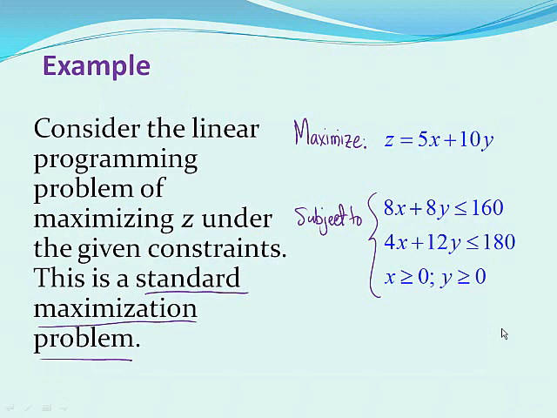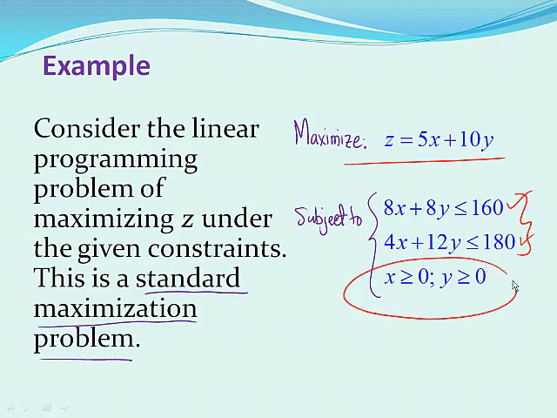Here is an example of a standard linear programming problem. We need to maximize the function c equal to 5x plus 10y subject to constraints 8x plus 8y less than or equal to 160, 4x plus 12y less than or equal to 180. So these are the two constraints, and the last two constraints will be called the non-negativity condition.